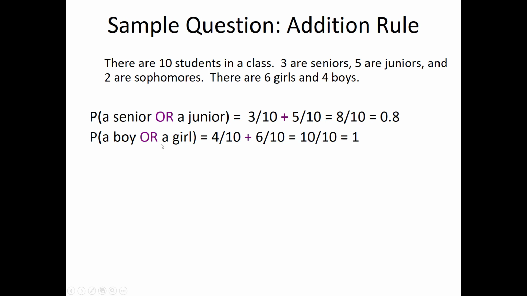And that's again using the addition rule. They're mutually exclusive. That's 10 out of 10, which is 1. In other words, everyone in this class is either a boy or a girl. 1 is the highest probability you can have.